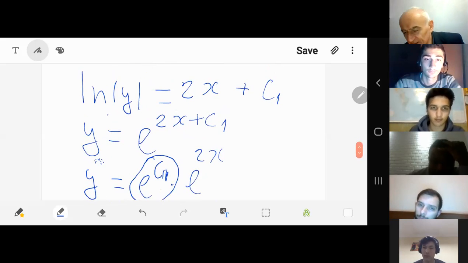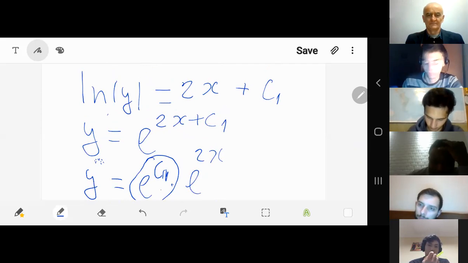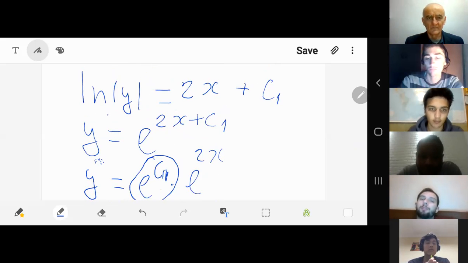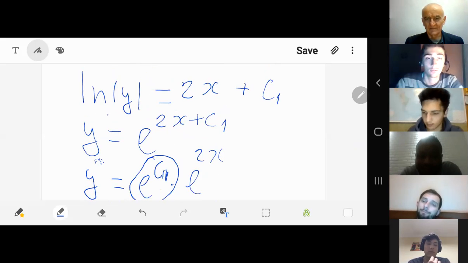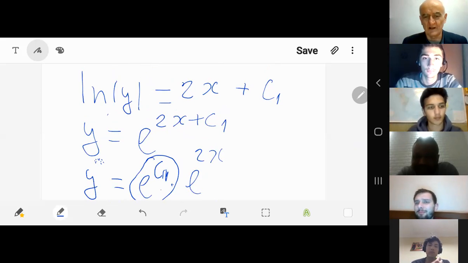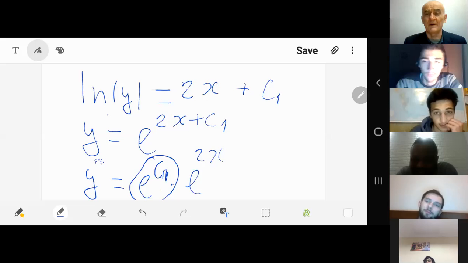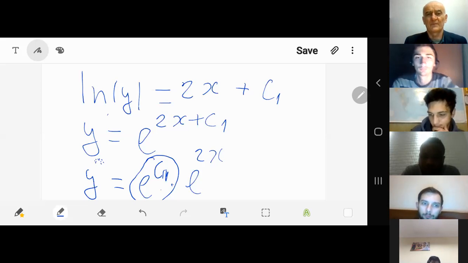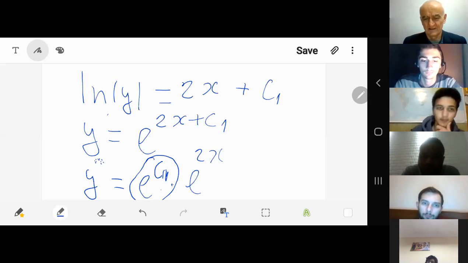Now look carefully and tell me if you have any questions about it. For me, everything was clear. So the middle is times, right? E raised to power C1 times e. Yes? E to power C1, I denoted it by C, Emmanuel. I can denote it by C because C is just a constant number, and e to power C1 is also constant because e is constant and the power is also constant.